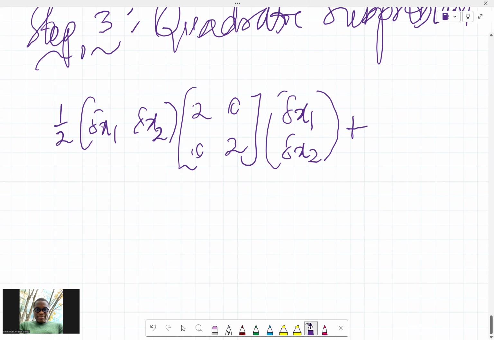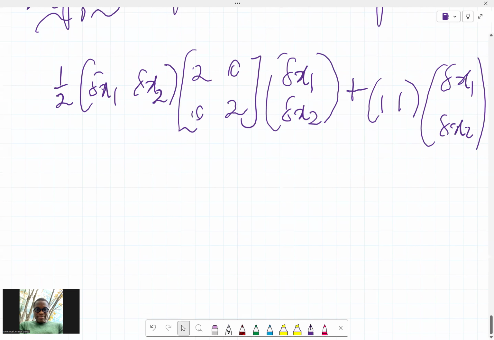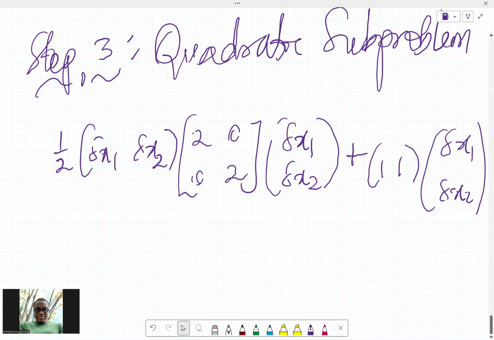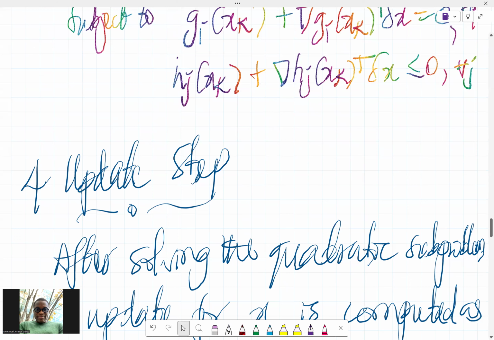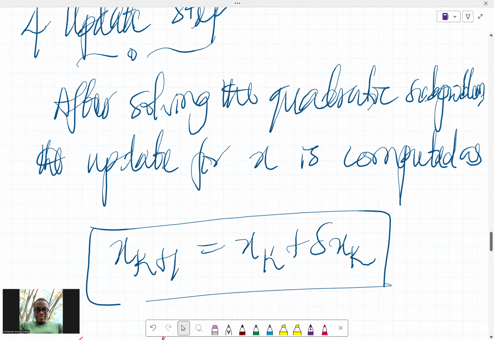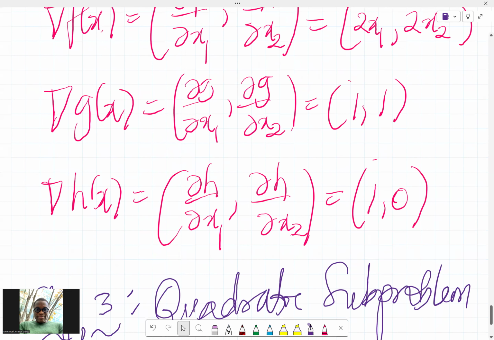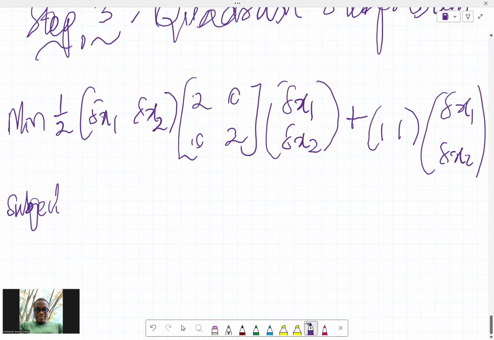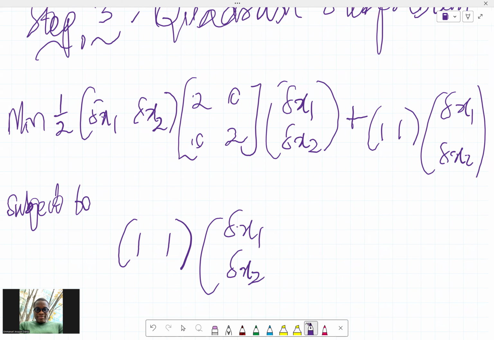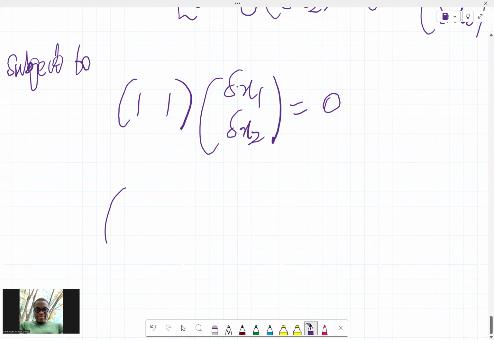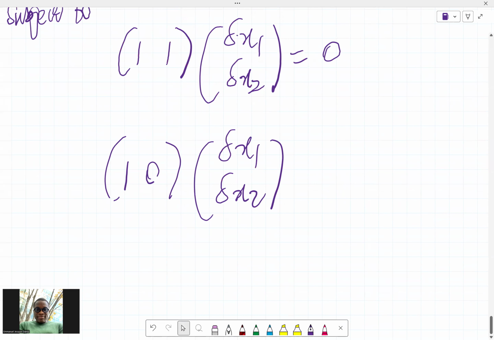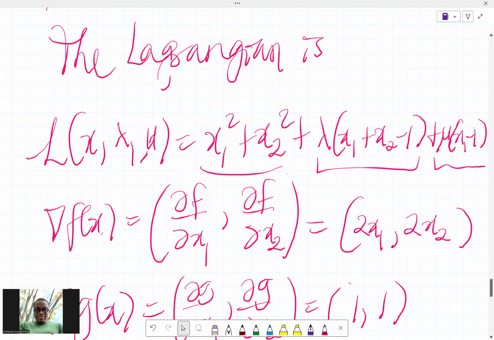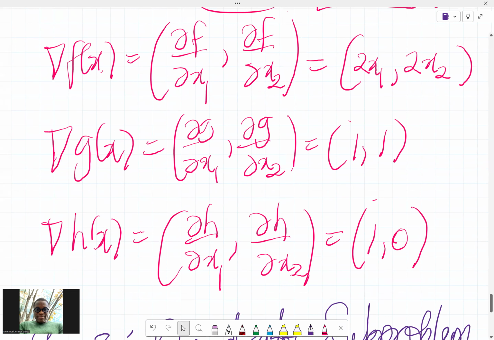This plus this plus 1, 1 into delta x1, delta x2, like this. Then, when we talk about the quadratic sub problem, if you remember what we had up here, we still have it like a standard problem. So we want to minimize subject to this, right? So this quadratic sub problem is us minimizing this subject to 1, 1, delta x1, delta x2 equals 0. And then we have the other one that is 1, 0, delta x1, delta x2. That is less than or equal to 0, being the inequality constraint. That is coming from delta gx, 1, 1, then the other one is 1, 0. Okay, so we have this now.